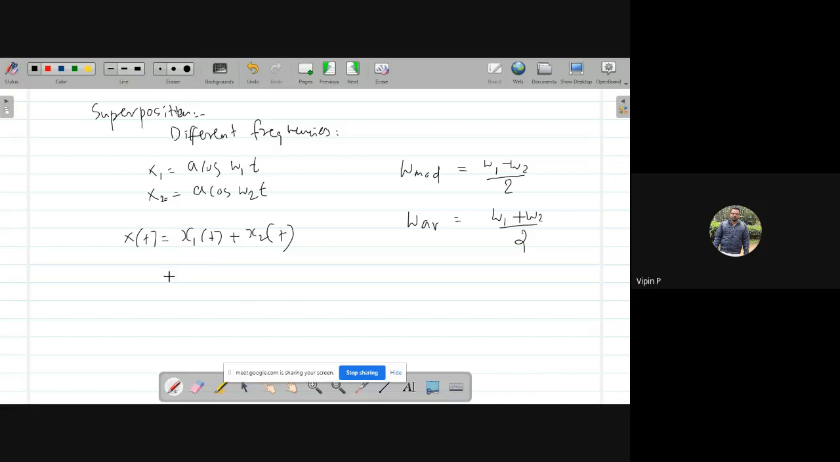So if I add these two, again, I'm not going into the details of the derivation. We get something like this. The resultant oscillation will be given by the formula 2a cos of omega 1 minus omega 2 by 2 times t, into cos omega 1 plus omega 2 by 2 times t. So this is the expression for the resultant oscillation.